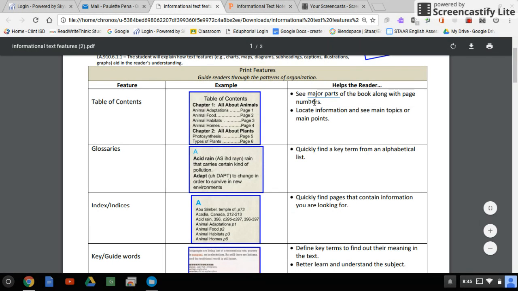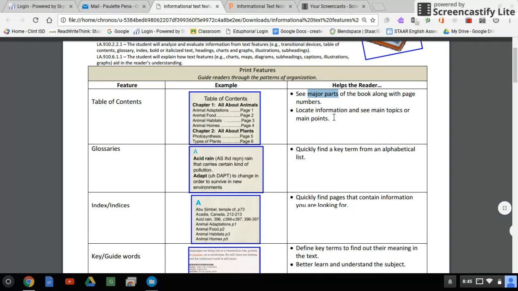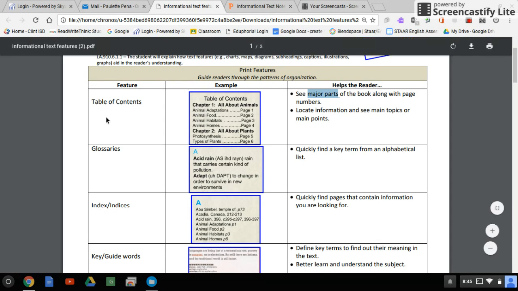Anytime that I highlight something on the screen, I want you to go ahead and highlight it with your highlighter on your paper for your notes, okay? So the first one is table of contents, and if you can see here in the middle, we are going to see an example. This is your example in a picture, and it shows you what chapter 1 is about, and it has the page numbers for each divided section.